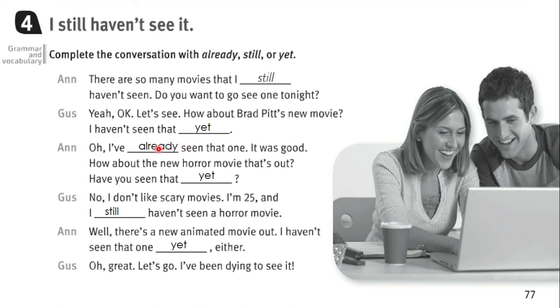Yo ya vi esa película. Already comes between the auxiliary have or has and the past participle of the verb. It was good. How about the new horror movie that is out? Have you seen that yet? Yet comes at the end of a question.